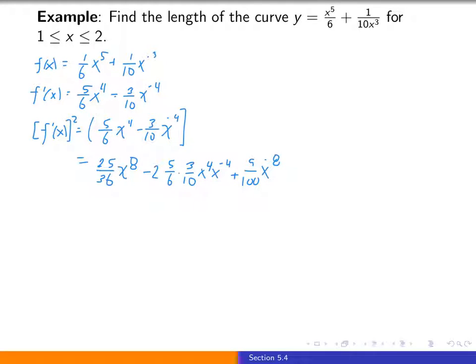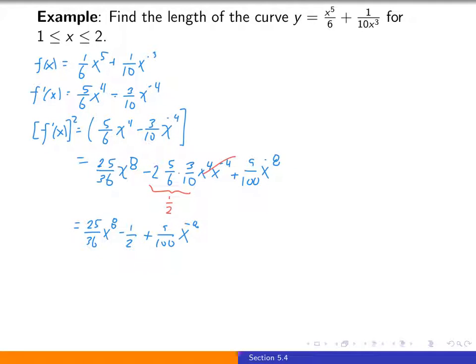Now, let's concentrate on this middle term. X to the fourth times x to the minus 4th is just a 1. 5/6 times 3/10 is going to end up being 1/4, times 2 is 1/2. So this just ends up being 1/2. So we have 25 over 36 x to the 8th minus 1/2 plus 9 over 100 x to the minus 8th.